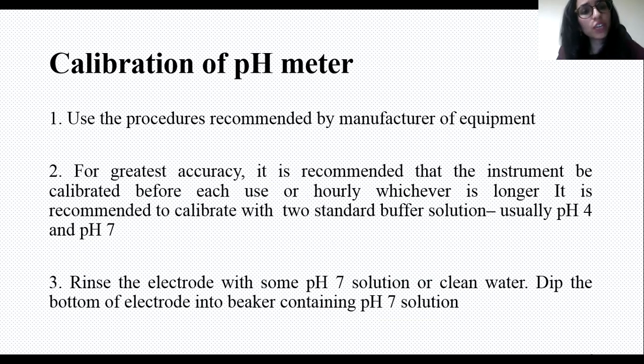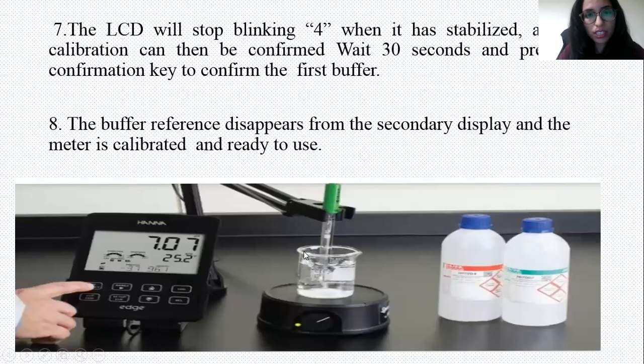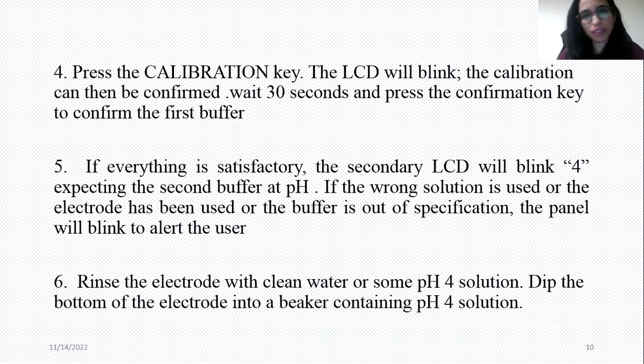Fine. After that, we need to rinse the electrode. As you know, this is the electrode. Fine. We need to rinse the electrode with the buffer. Generally, we take the buffer of pH 4 and pH 7. Before the experiment, generally we dip the electrode in the buffer solution of pH 7. After that, we need to press the calibration key, and you can see the LCD will blink, and the calibration can then be confirmed. Wait 30 seconds and again press the confirmation key to confirm the first buffer.